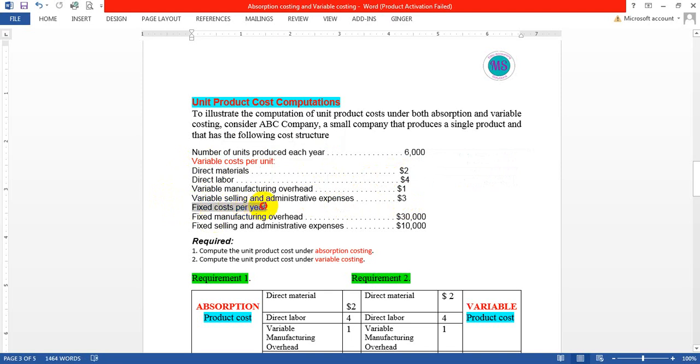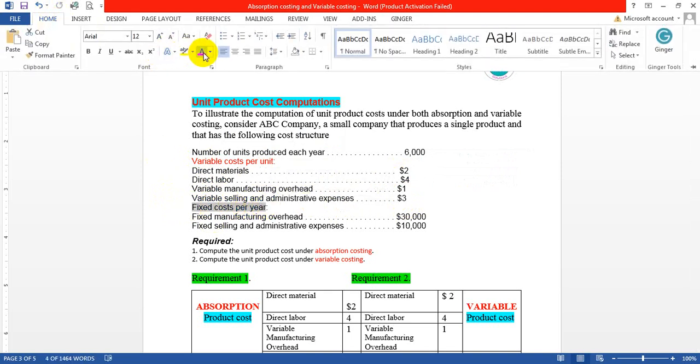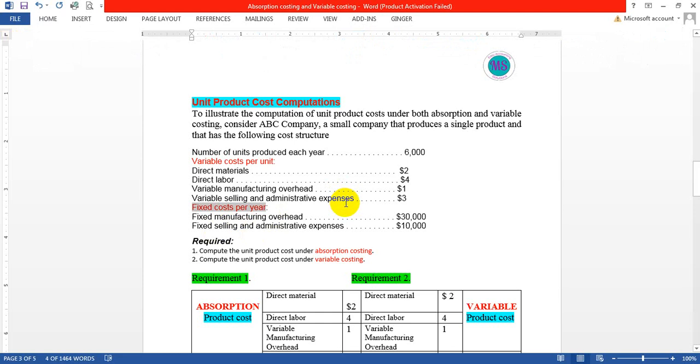Okay, fixed cost per year. Fixed costs are also mentioned, but these are per year costs, in total. Look here, the fixed manufacturing overhead is fixed in total. Fixed cost per year is in total, there is no per unit cost. We will calculate these into per unit cost. How? I will tell you about it. Fixed manufacturing overhead is $30,000. Fixed selling and admin expense is $10,000.